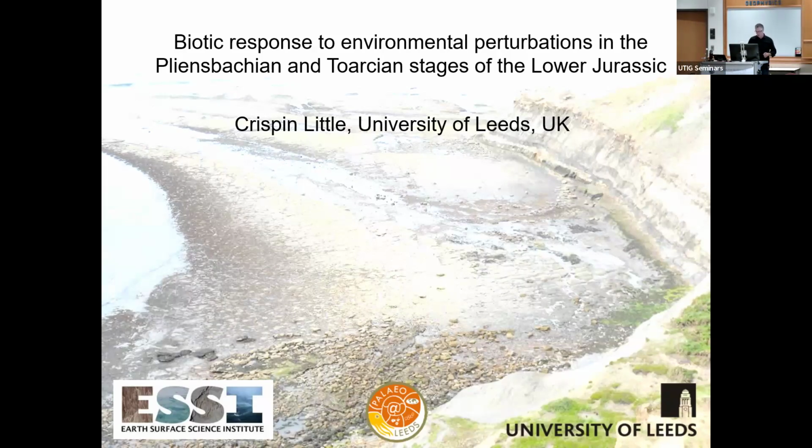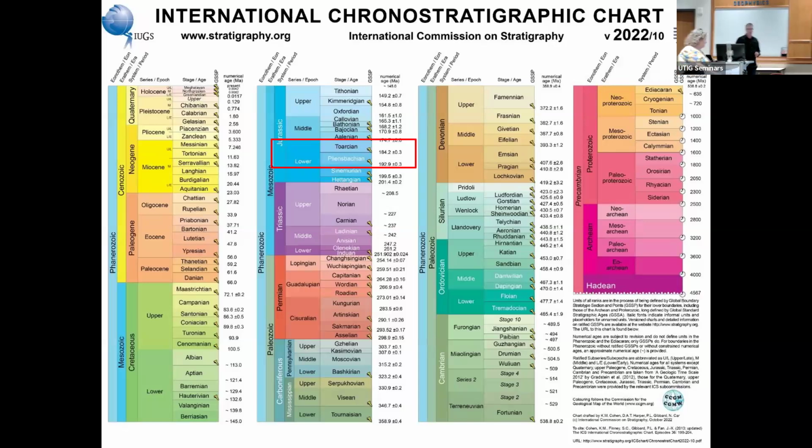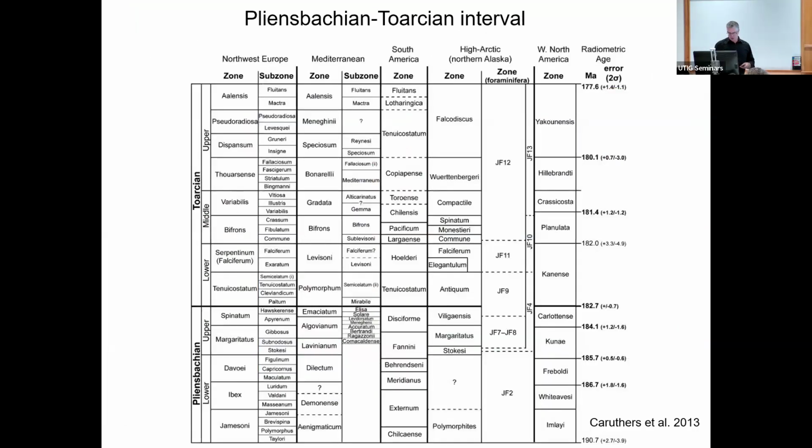Thanks very much, Rowan. So I'll get straight onto the first slide. The first slides in the talk are going to be introductory to set the scene, because I'm not sure that everyone is necessarily cognizant with Jurassic stratigraphy. But anyway, the time period that we're going to be talking about today is here. It's in the Lower Jurassic, the last two stages of the Lower Jurassic, the Pliensbachian and the Toarcian.